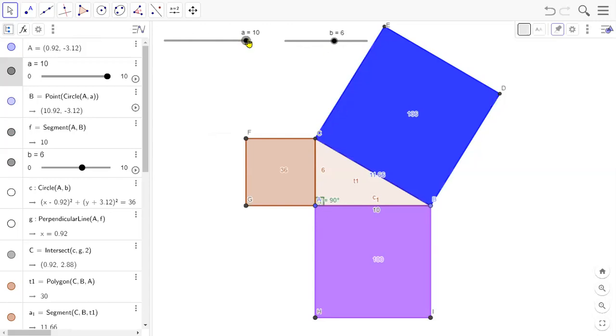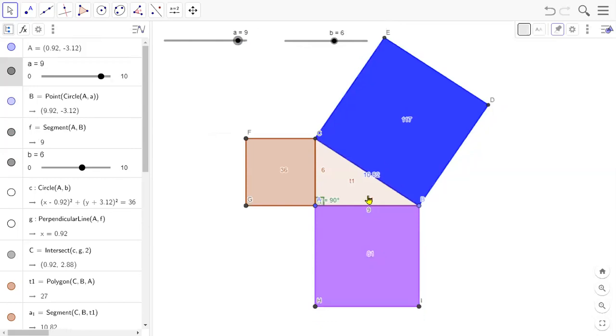Let me change the value of the side AB. Let me take just 9 units. When AB is 9 units, with AC a constant 6 units, the hypotenuse will be 10.82 units, and at those measurements the area of the square formed by the hypotenuse is 117, which is equal to 36 plus 81. 36 plus 81 gives 117.